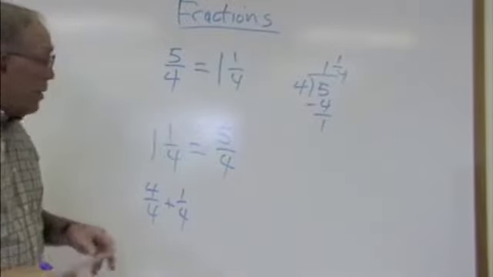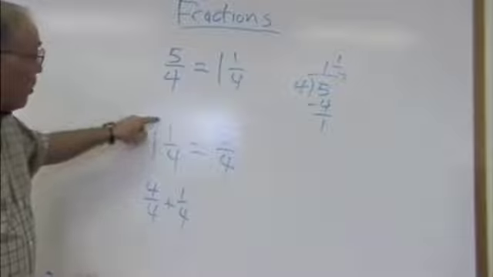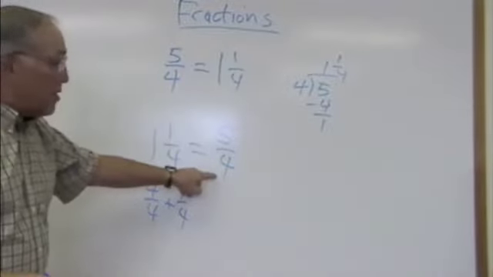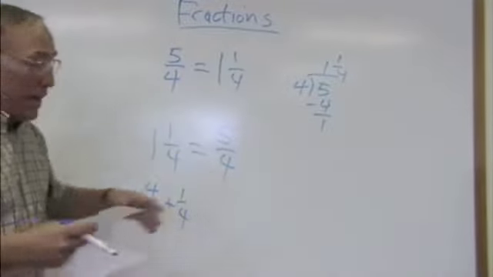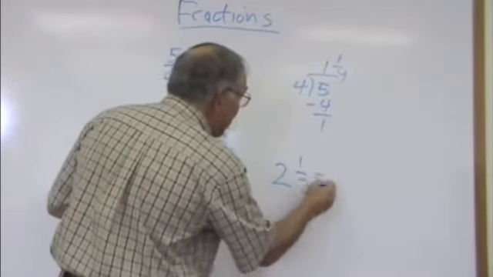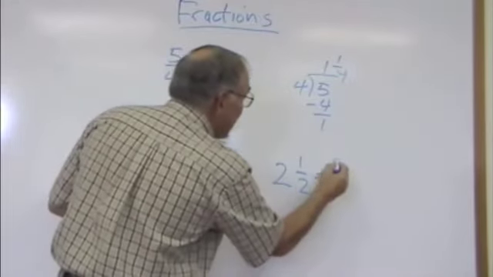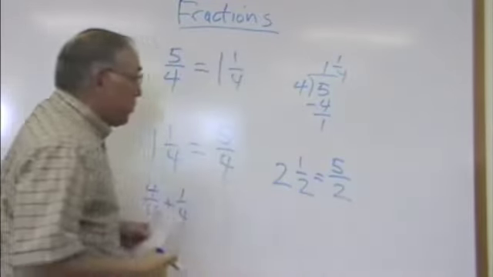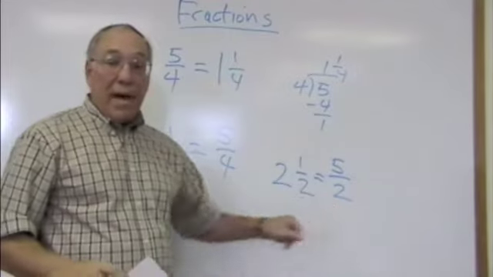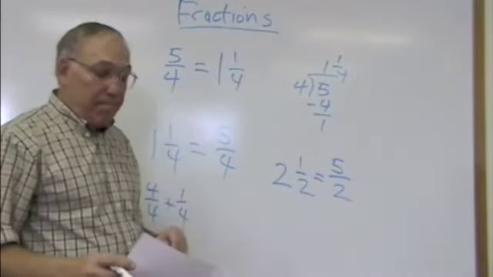The way we usually do it, we'll just say 4 times 1 is 4, plus 1 is 5, and it's quarters. If I had 2 1/2, I would go 2 times 2 is 4, plus 1, that's the same as 5 over 2. $2.50 is the same as 5 half dollars. This comes in handy sometimes also.